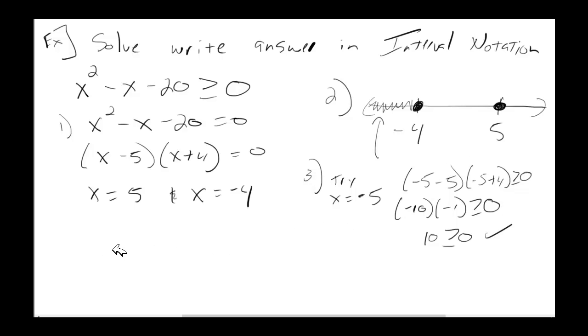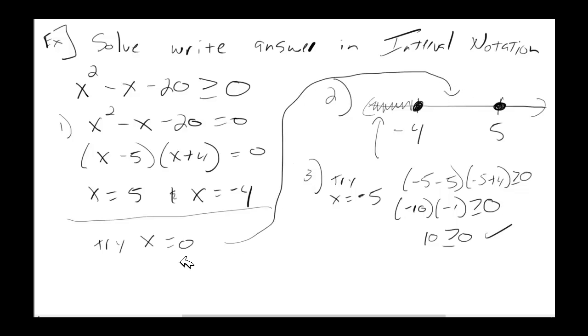Okay, now I'm going to try something in the middle, like 0. So try x equals 0, right? That is in this region here. So I have 0 minus 5 and 0 plus 4. Remember, go back to the inequality part. I'm wondering if that's going to be greater than or equal to 0. This is minus 5 times 4. This is minus 20.